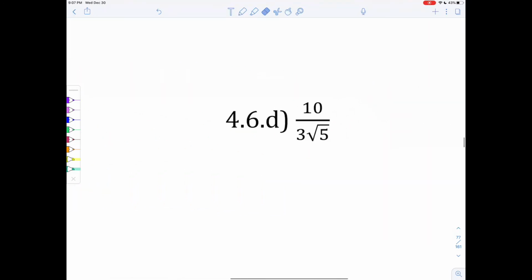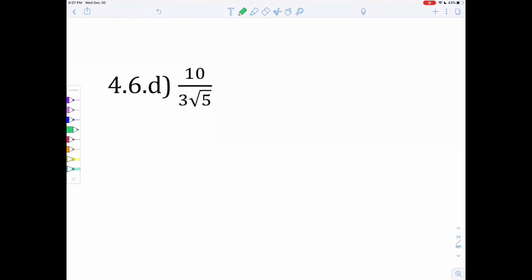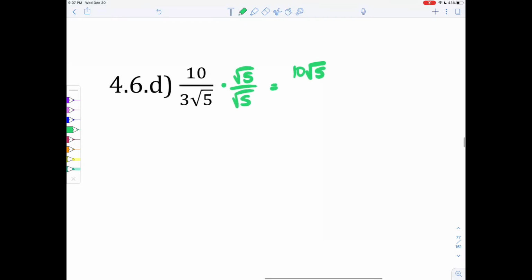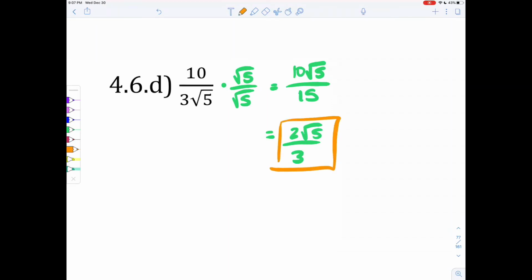Alrighty. This next example. So here I have root 5 in my denominator. I want to rationalize that, so I'm going to multiply both the top and the bottom by root 5. So my numerator, I end up with 10 root 5. My denominator, I end up with 3 times 5, which is 15. And again, looking at whole numbers and whole numbers, 10 and 15 can reduce to 2 over 3. And of course, I still have my root 5 there. So I will end up with 2 root 5 over 3.